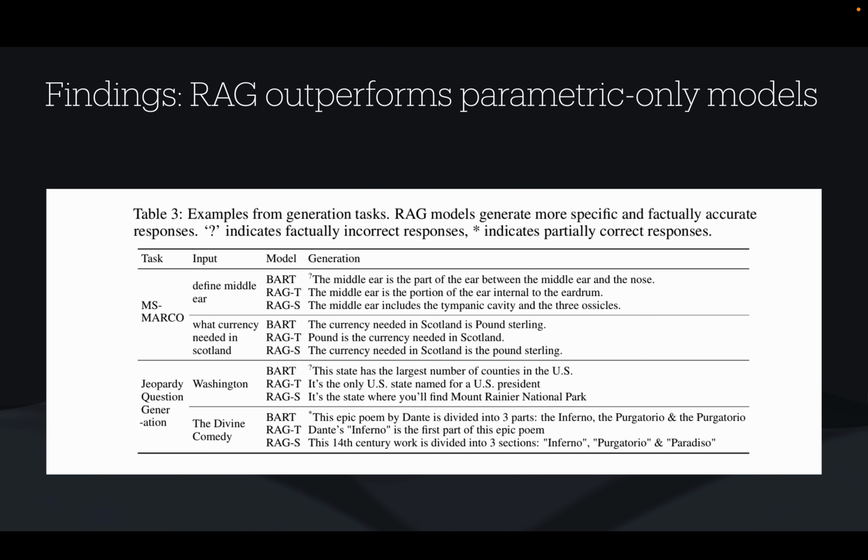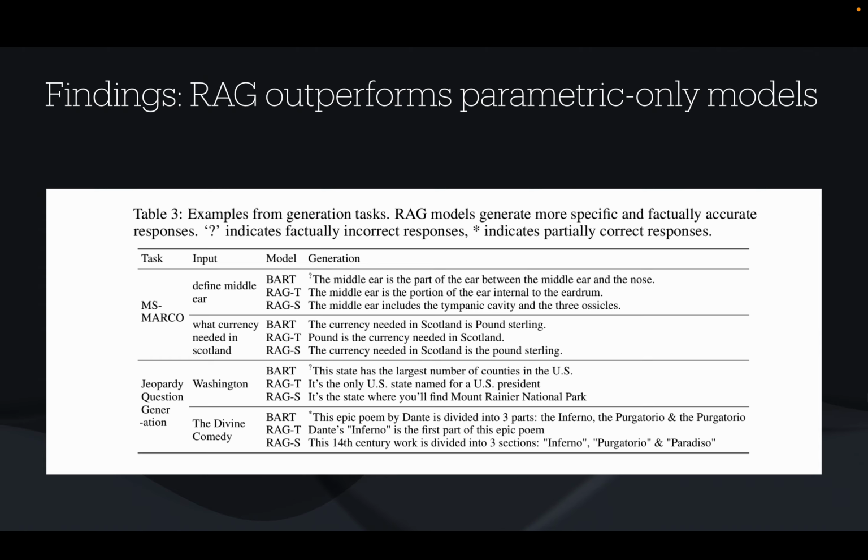The paper evaluates RAG on open domain question answering, Natural Questions, Web Questions, and fact-heavy generation tasks, and there were key findings from these experiments. The first of them is that RAG outperforms parametric-only models. So it means RAG outperforms other LLMs. RAG generates more specific and factually accurate responses.